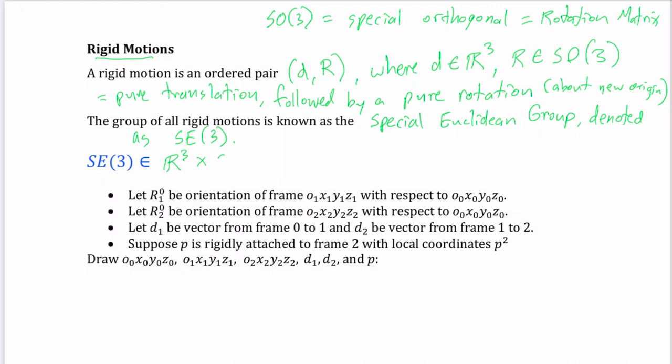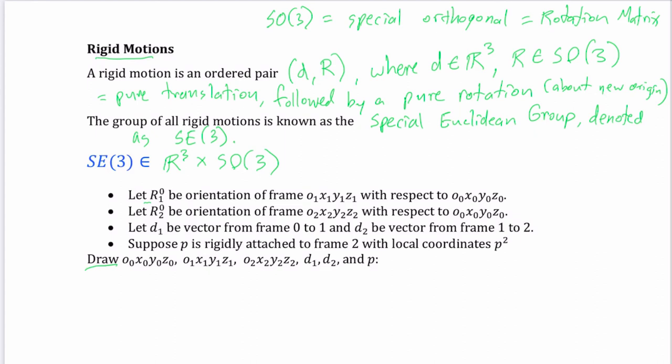And so here is an example problem that'll help us to draw this out and consider what it means. We have a rotation matrix R1 in frame 0. That's the orientation of frame 1 with respect to frame 0. R2 in frame 0 is the orientation of frame 2 with respect to frame 0. Then we're saying D1 is a vector from frame 0 to 1, and D2 is a vector from frame 1 to 2. And then finally, we're given some point P that is rigidly attached to frame 2, and it has local coordinates P in frame 2. And so what they want us to do is figure out what all these are. The first step, though, I think, is always to try to draw this out. So let's draw out the origin first.